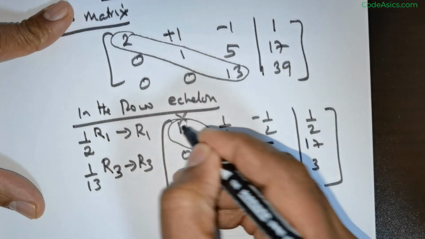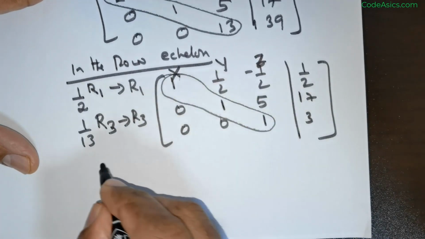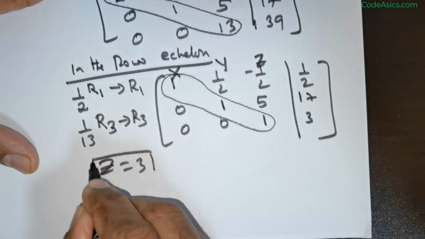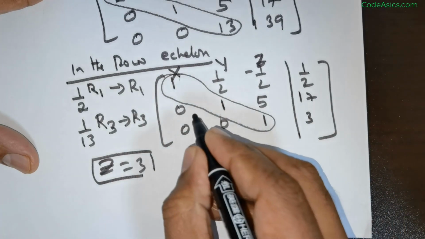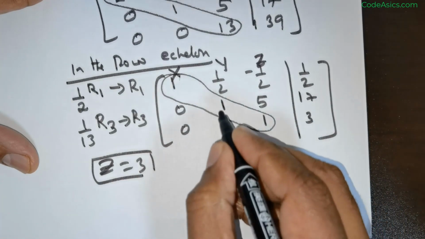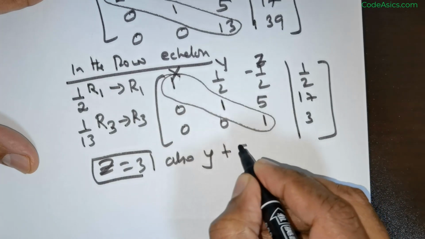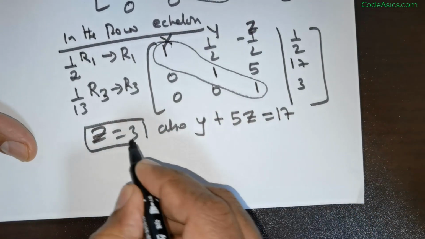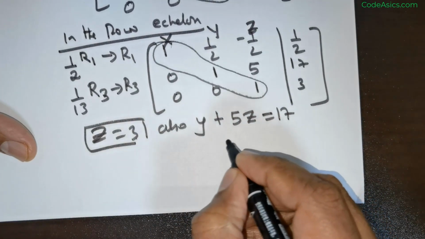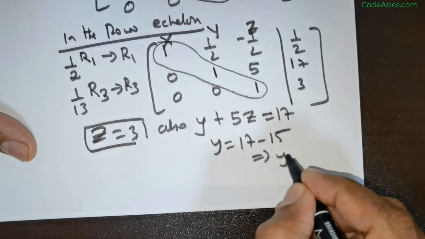Now this is the x coordinate, y coordinate, z coordinate. So what do you have? z is equal to 3. Now rewriting it into the linear system, we have y plus 5 times z is equal to 17. So my z is 3, so y is equal to 17 minus 15, which means y is equal to 2.